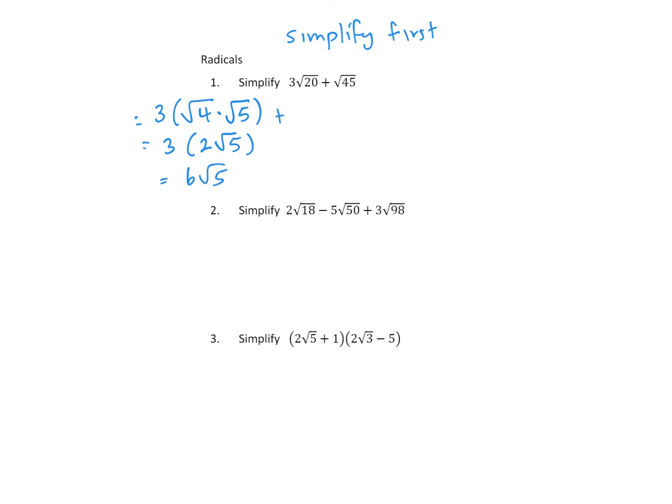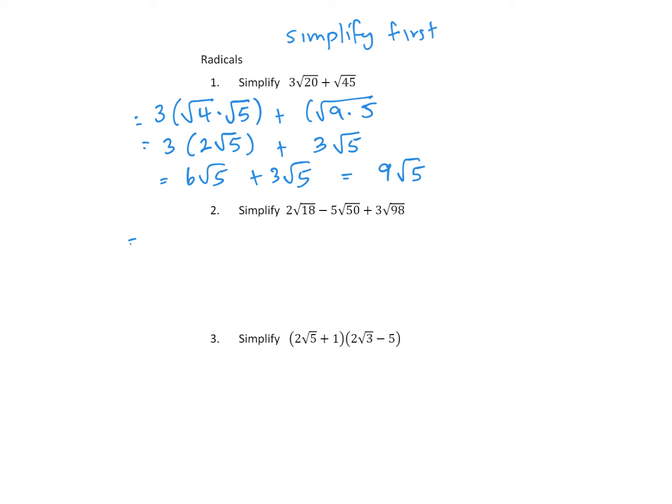I'll do the same with the 45. 45 is 9 times 5. I can square root 9. I can't square root 5. So now that I've simplified them into mixed radicals, I can see that now I do have like terms, so I can add the coefficients. 6 plus 3 is 9, and that would be 9 root 5.